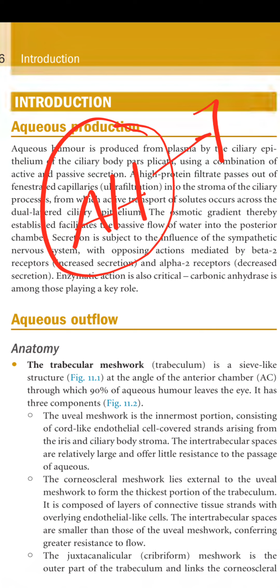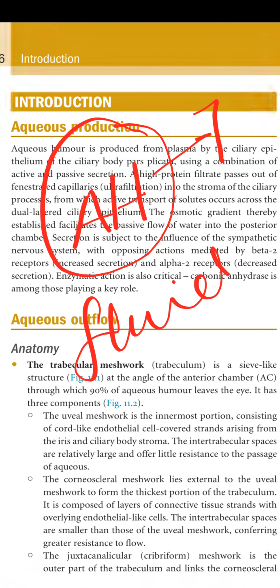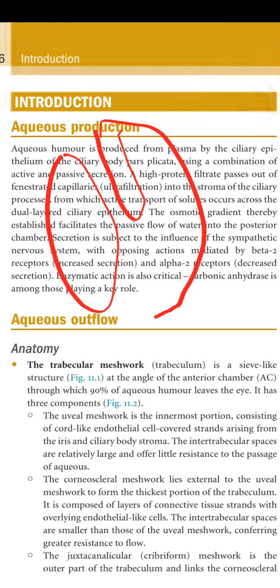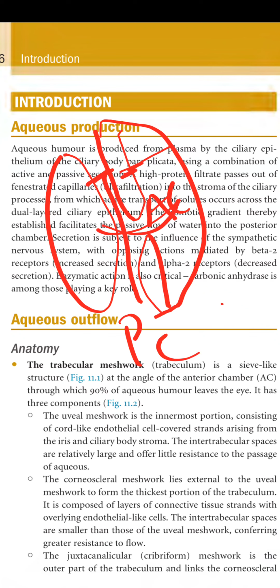So aqueous humor is basically fluid that is present in the anterior and the posterior chamber. So you know what a chamber is? Chamber is basically the area between the cornea and the lens, and between them is the iris. So the area between the iris and the cornea is called the anterior chamber, and the area between the iris and the lens is called the posterior chamber, and both of them connect through the pupil.